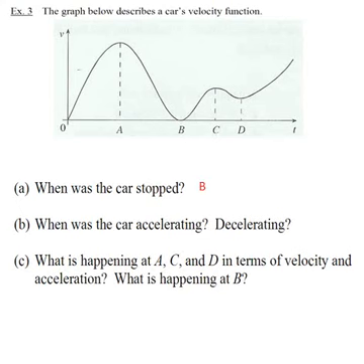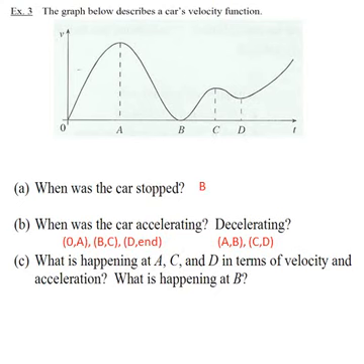For part B, we need to determine when the car was accelerating and decelerating. Accelerating is an increase in velocity, so the car accelerates from start to point A, B to C, and D to the end. The car decelerates when the velocity is decreasing, from A to B and from C to D.